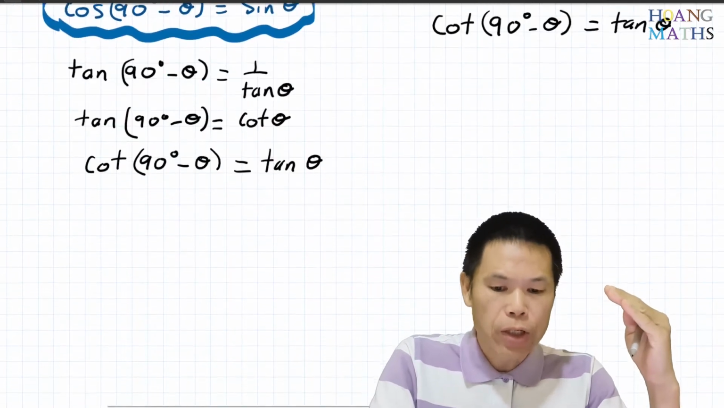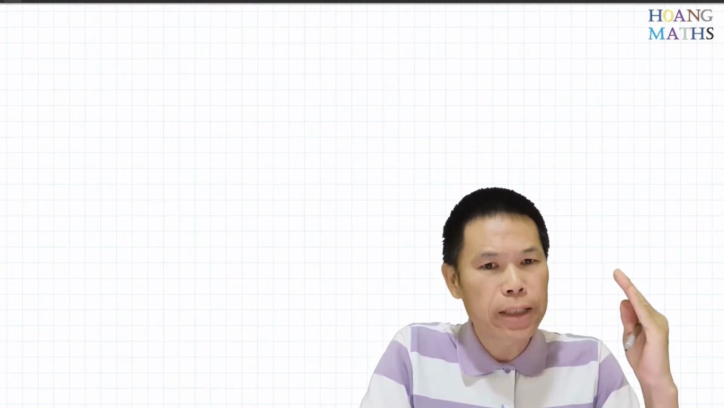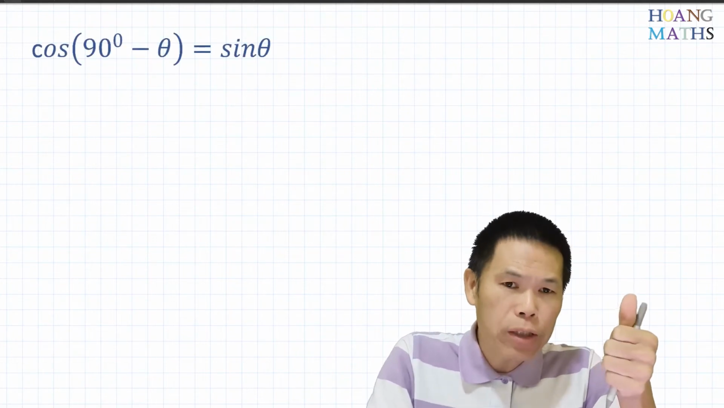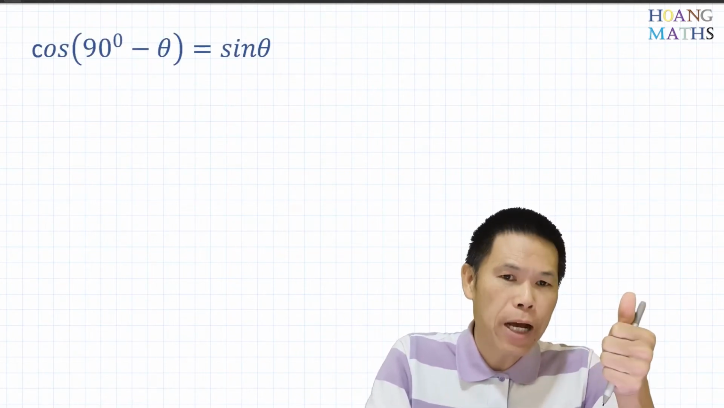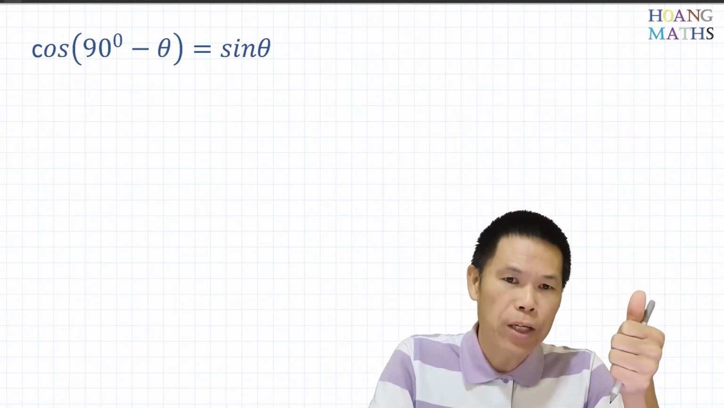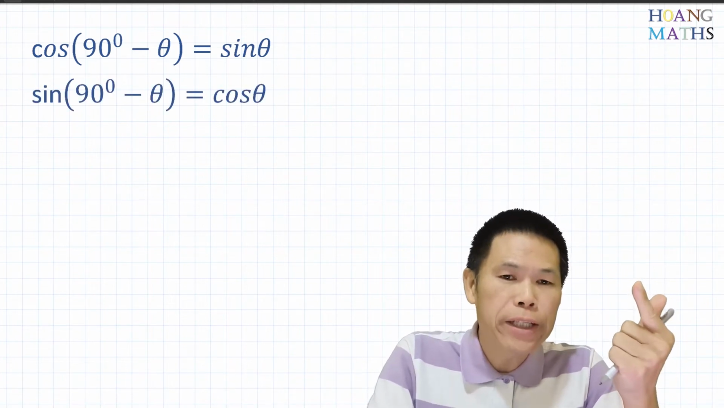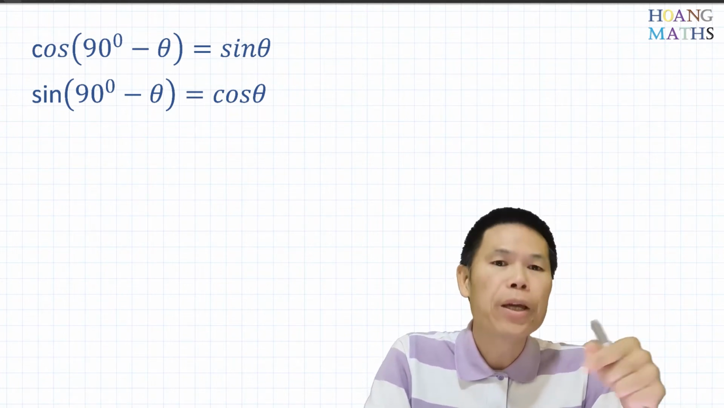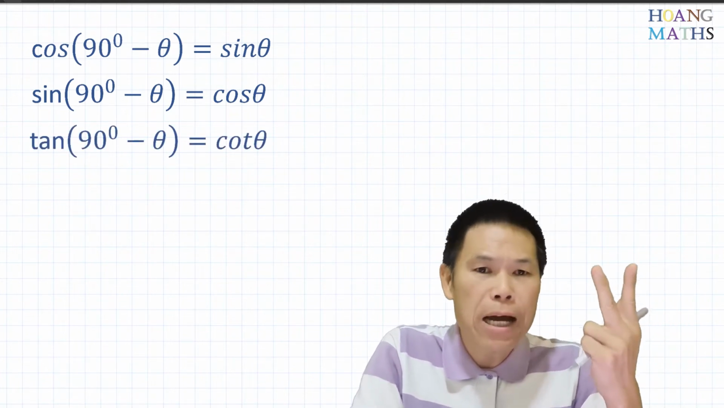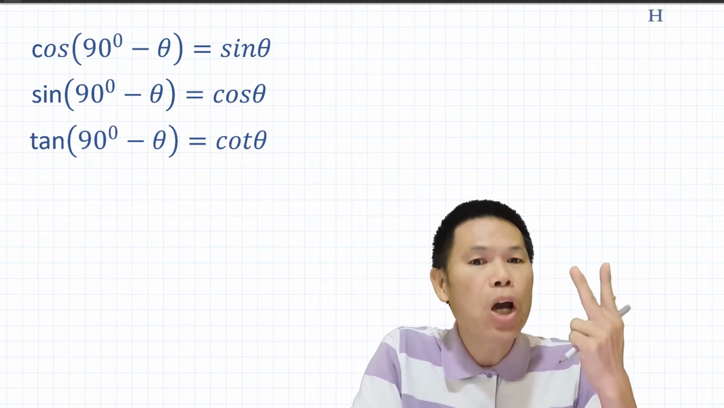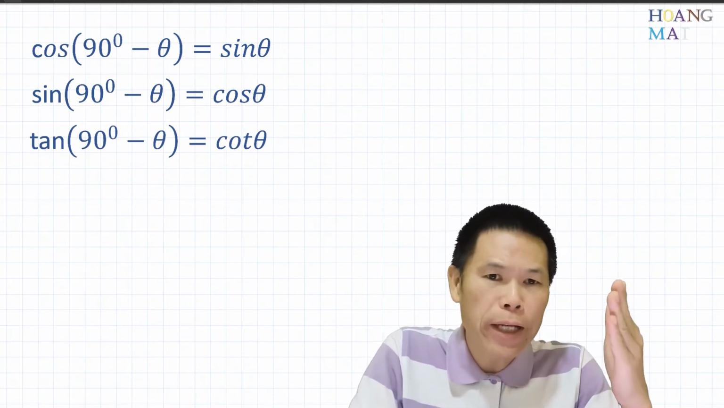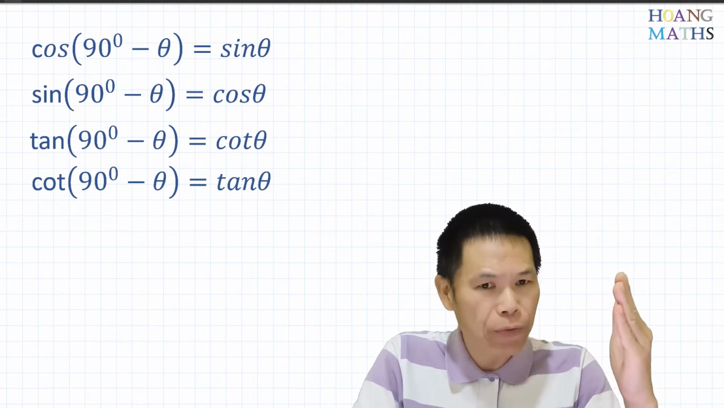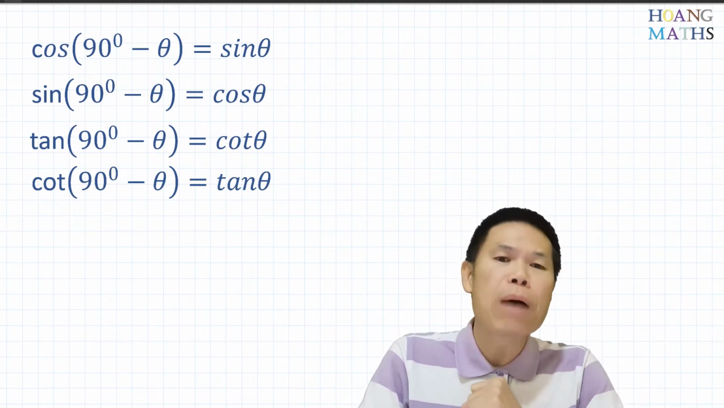There you go. Let me just recap all the things that we just did so far. We need to know that cos of 90 minus theta is equal to sine of theta. Sine of 90 degrees minus theta is equal to cos of theta. Tan of 90 degrees minus theta is equal to cot of theta. The fourth one is cot of 90 minus theta is equal to tan of theta. So please keep those in mind for me, okay?